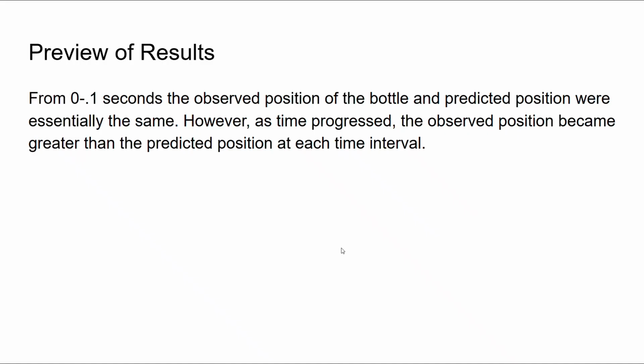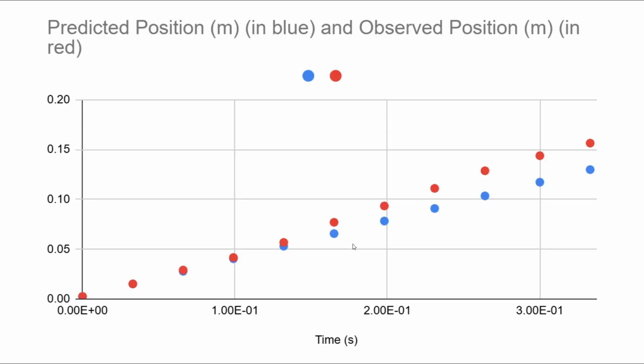From 0 to 0.1 seconds, the observed position of the bottle and predicted position were essentially the same. However, as time progressed, the observed position became greater than the predicted position at each time interval. As shown by this graph, as time progressed, the observed position in red was greater than the blue, which is the predicted position.